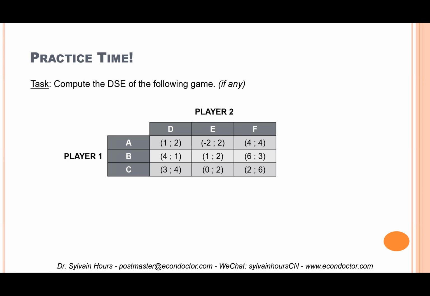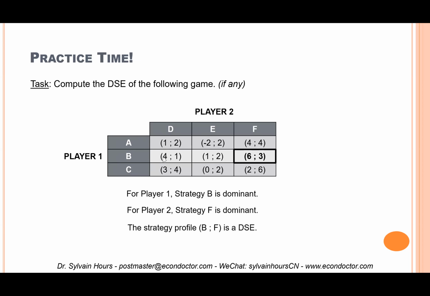So what they have to do is simply to compare strategies 2 by 2, and they will eventually be able to find that, yes, this combination of strategy is a dominant strategy equilibrium. Why? Because B is always better than A for player 1, and B is always better than C for player 1. Okay, so B is a dominant strategy. So player 1 is always going to play strategy B.